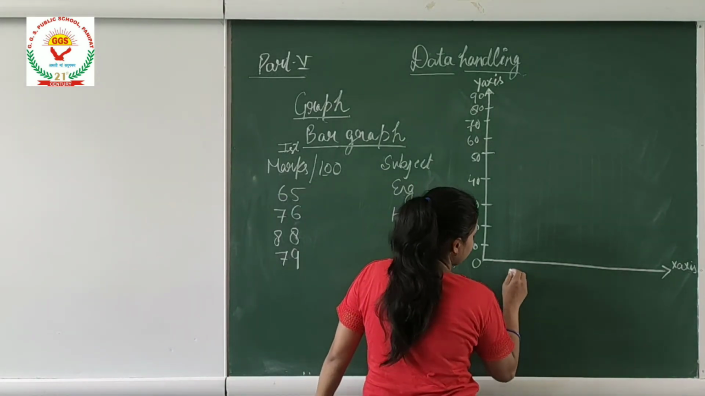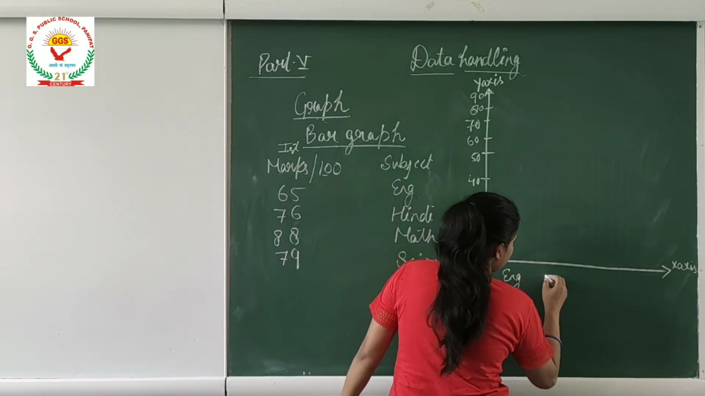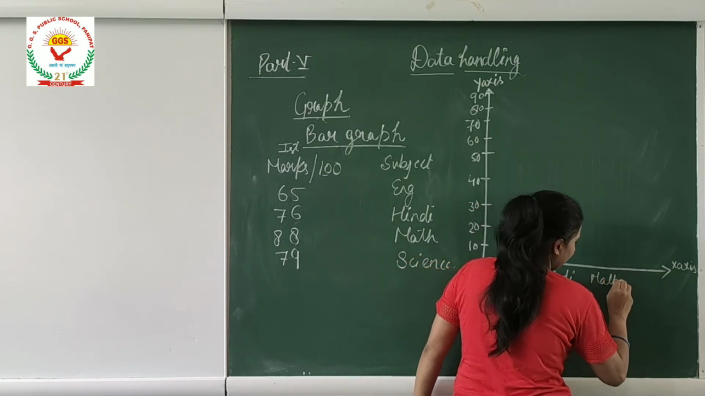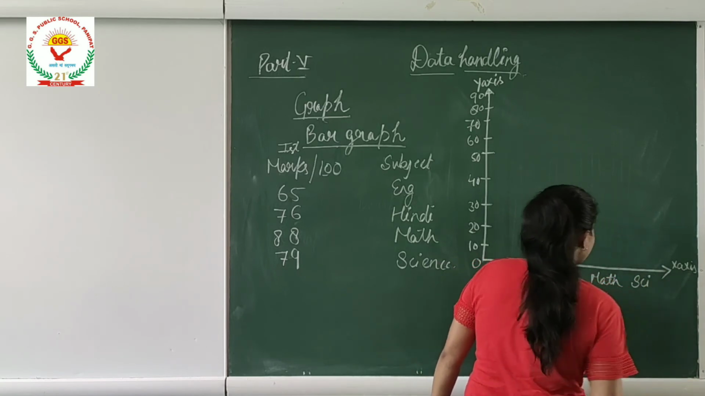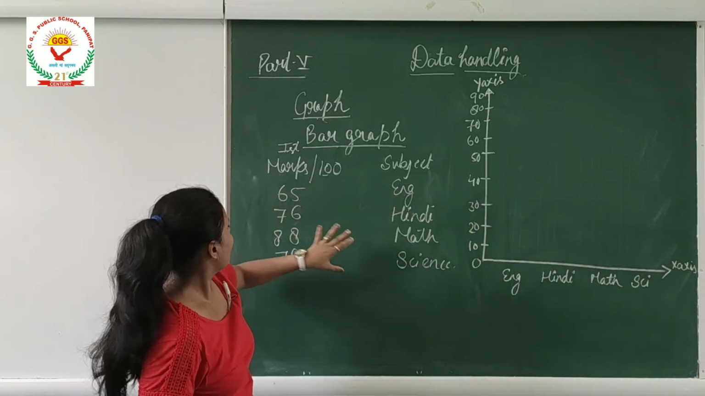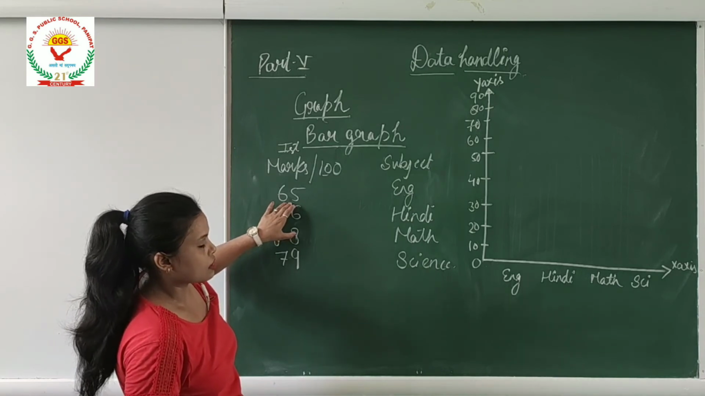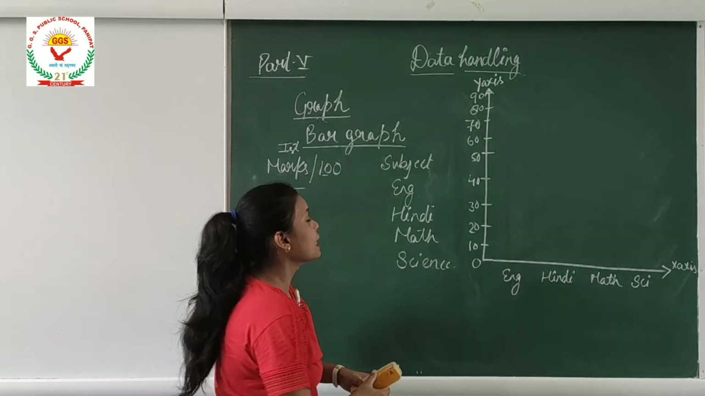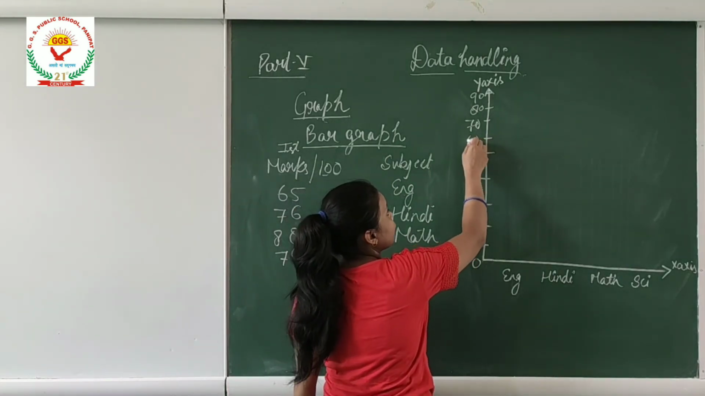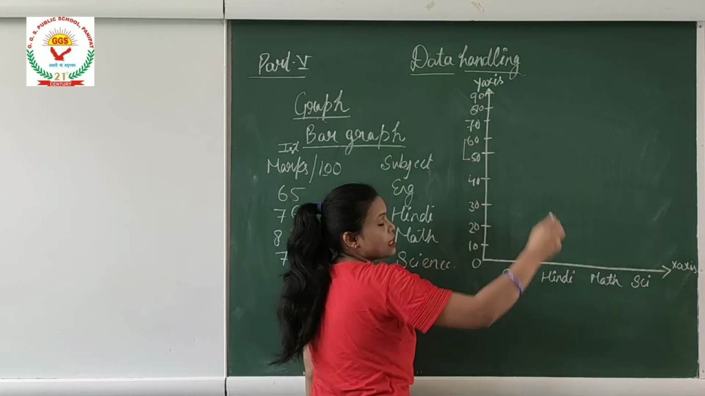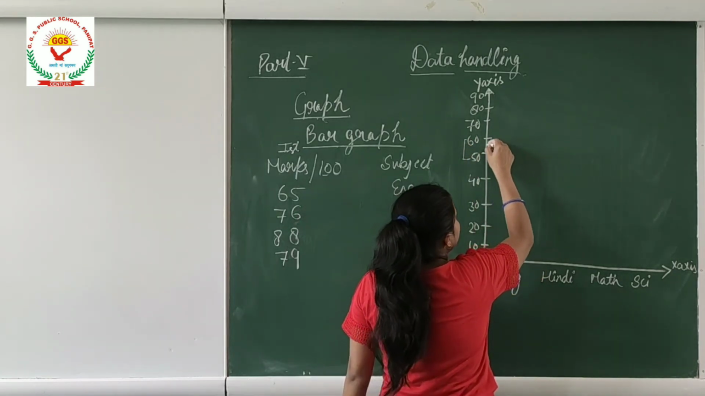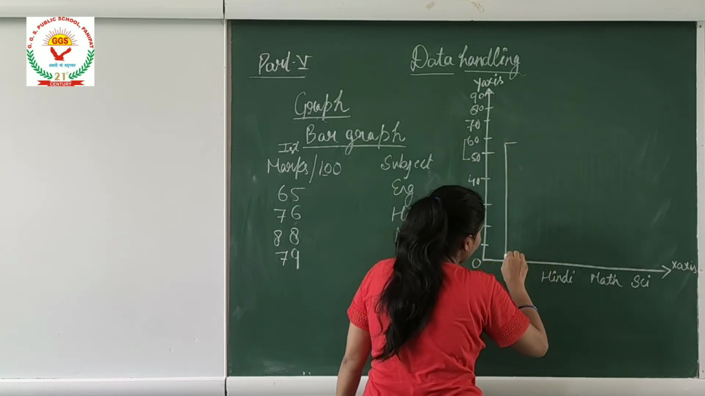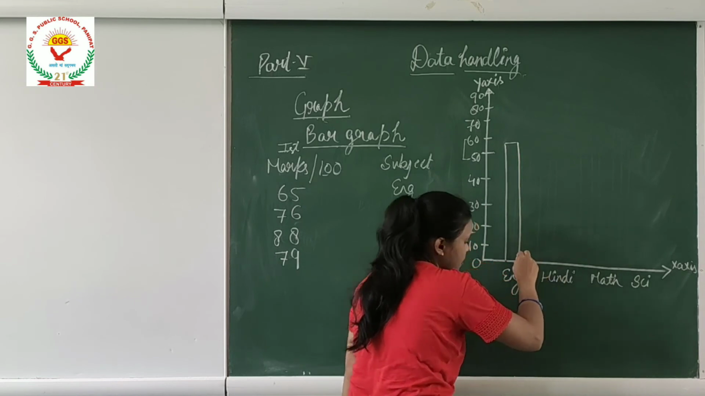So the first subject is English, second is Hindi, third is math and fourth one is science. So how will we represent it? English consists of 65 marks, but in the graph we don't have 65. But we know that 65 will lie between 50 and 60, right? So we will represent it like this, between 50 and 60.